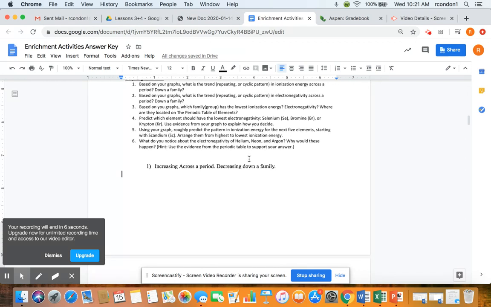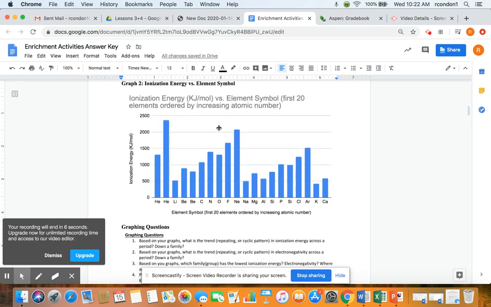So in our answer, for number 4, we're going to identify that selenium has the lowest electronegativity. And it also asks us to use evidence from your graph to explain how you decide.